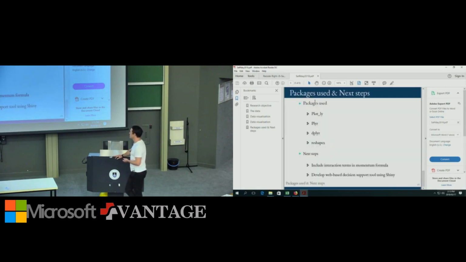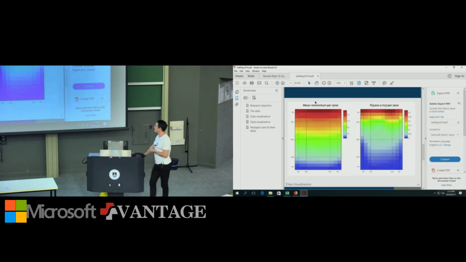But there is more work to be done. One of the next steps is to include some more interaction terms between these covariates and the momentum formula, and the step after that is to use RShiny to develop a web-based decision support tool, which will include these visualizations and other things to help support strategic decision making.